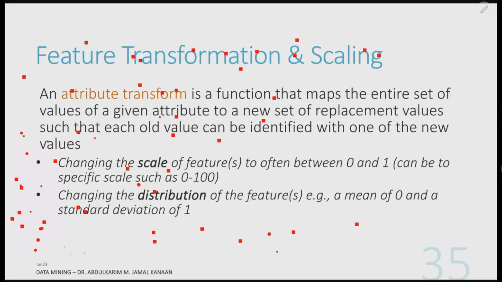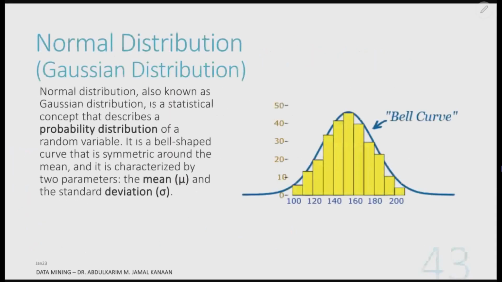Anyway, attribute transformation is a function that maps the entire set of values of a given attribute to a new set of replacement values. So it can be due to changing scale, like the case of 50K, or maybe changing the distribution. Remember, like log transformation, changing the distribution. So again, to remind you about normal distribution, it follows the bell shape. If it's perfect, it should be 100% symmetrical, meaning if you draw a line to make it two halves, then they should mirror each other.